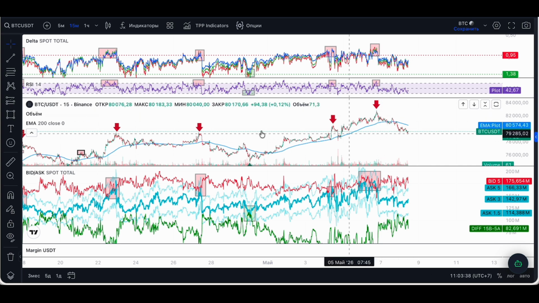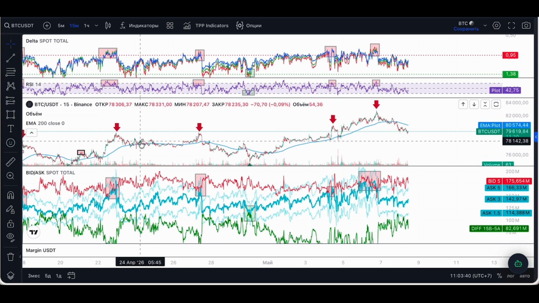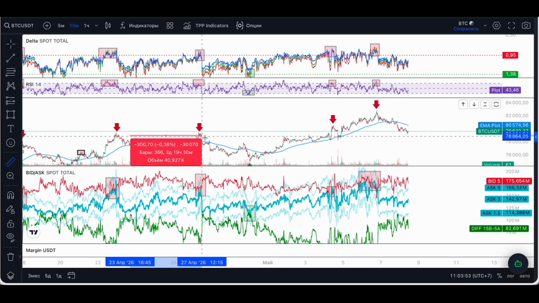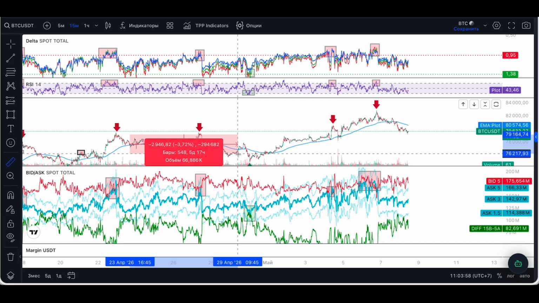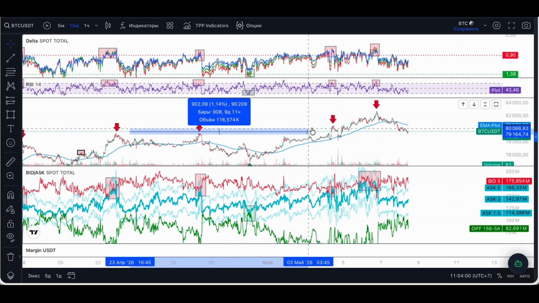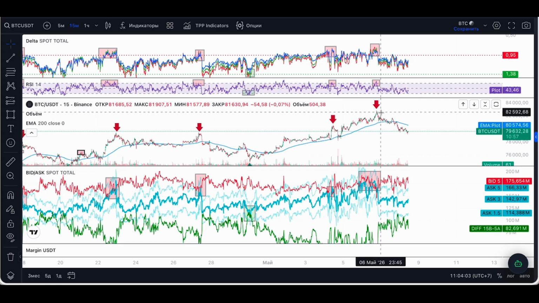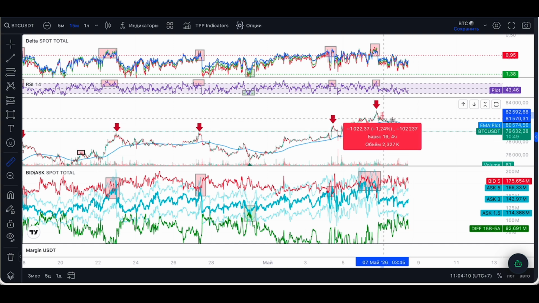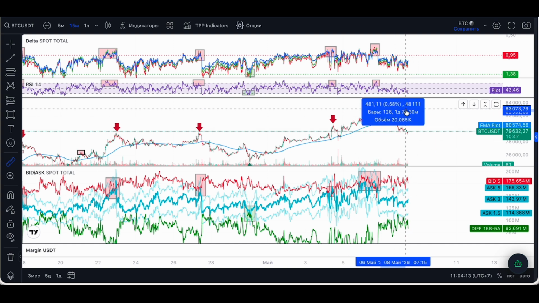And you can see in all those entry points, if we would go to a short position at those points, we would get around 2%, around 3.7%, or if we would go here, we would get 3.2%.